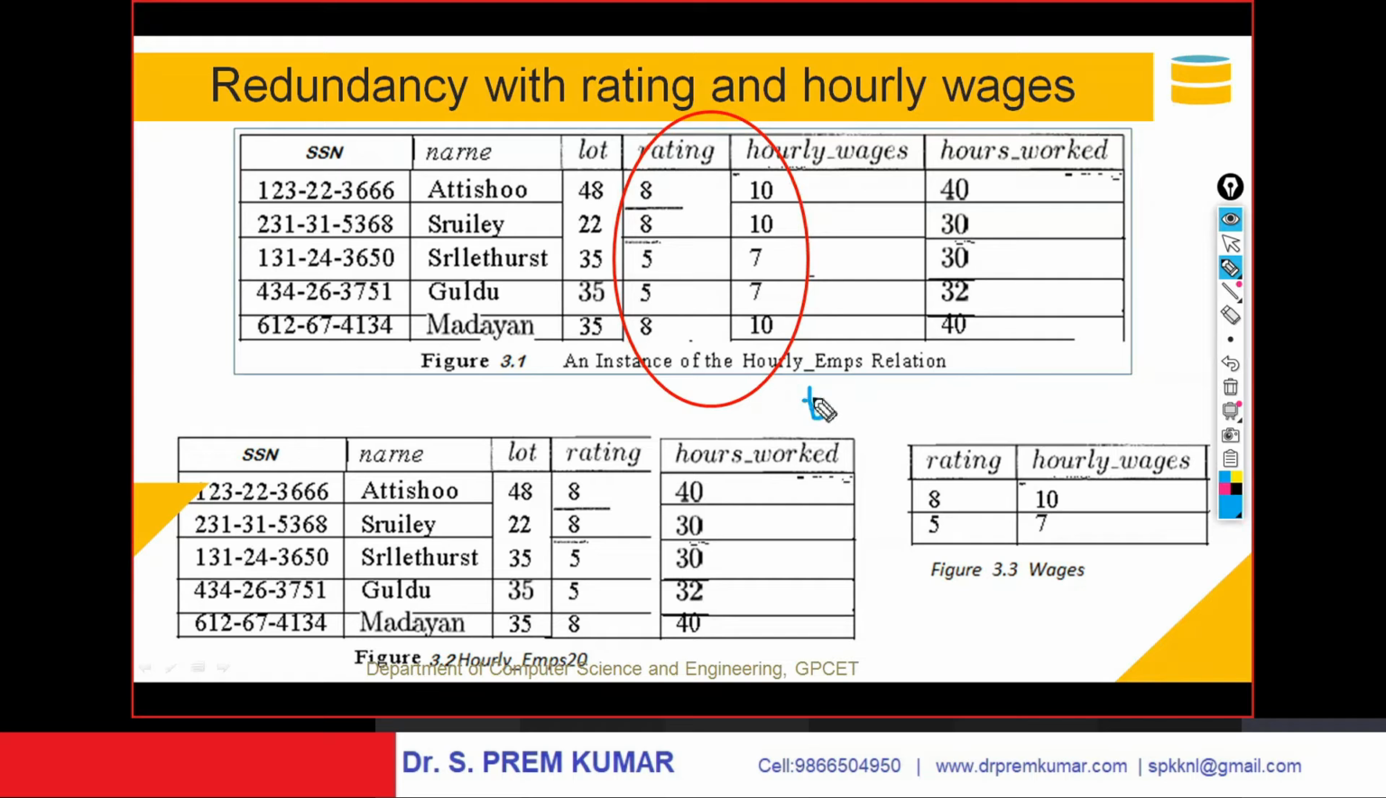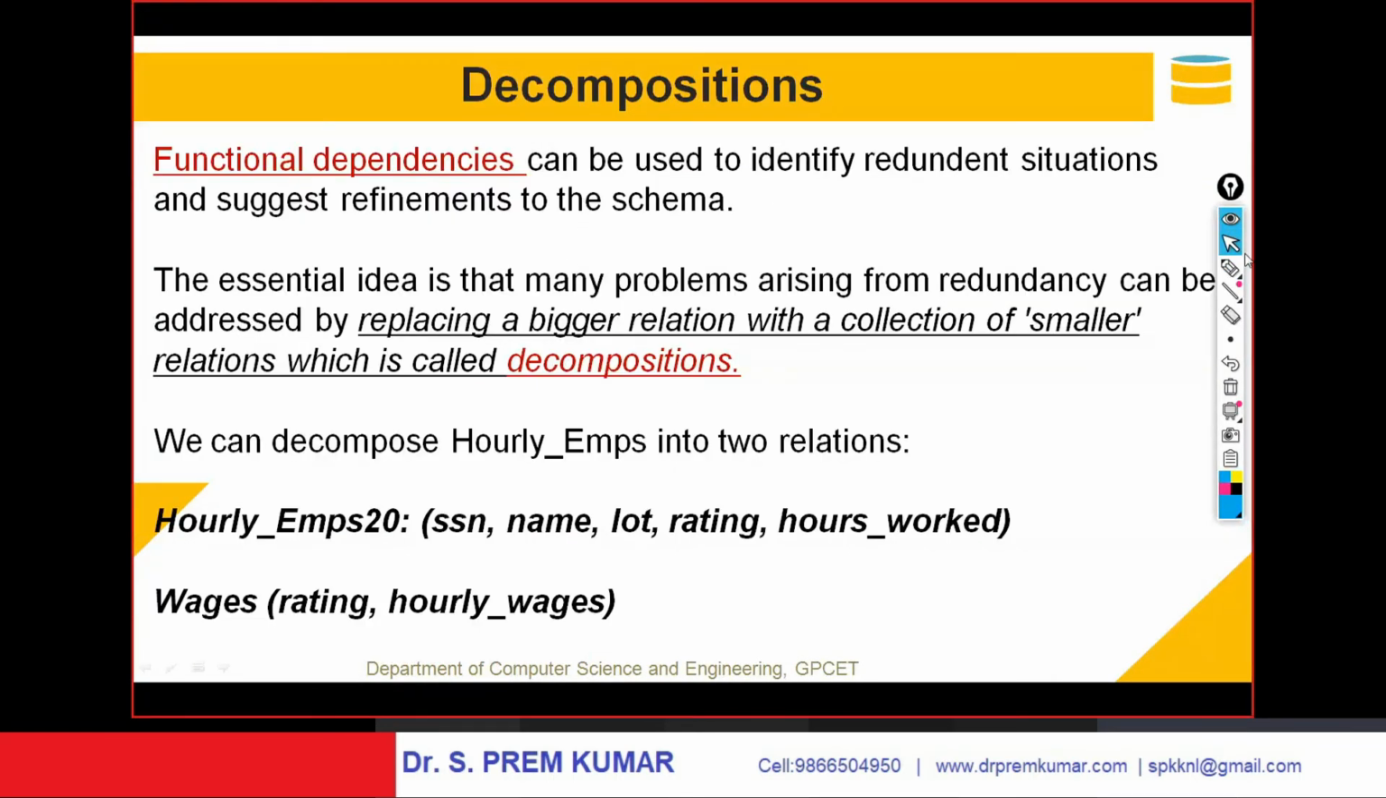Previously that was a single table. Because of the single table you are getting redundancy, that is repetitive storage of information. Whenever we decompose a table into smaller tables, there is a possibility of getting two problems. The first problem of decomposition is lossless join decomposition. The second one is dependency preservation.